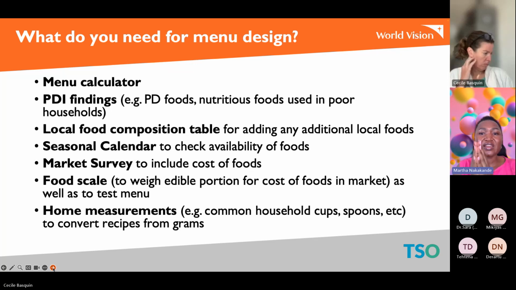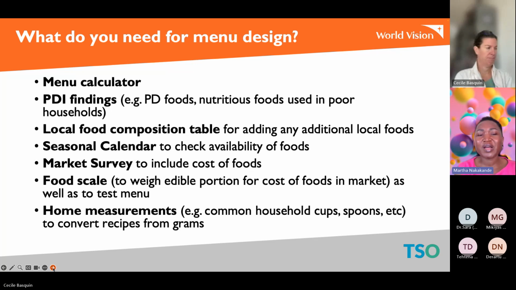You also need the seasonal calendar. Why? Because we remember using locally available foods, and the locally available foods are seasonal. So if this season there's a mango, you probably want to use the mango as your snack. If next season it is guava, then guava should be your snack, because we need locally and readily available foods. We cannot start talking about, I don't know, apples, for a community deep in the village where they don't grow apples or they've never even seen apples.